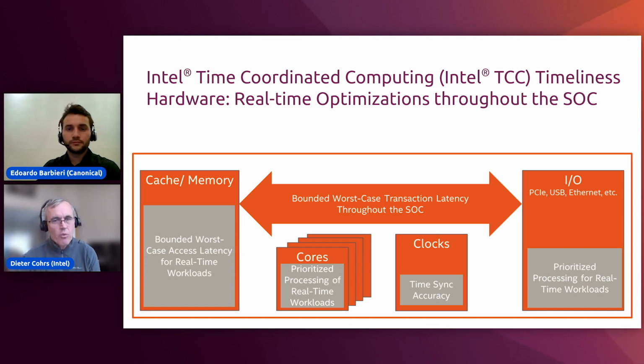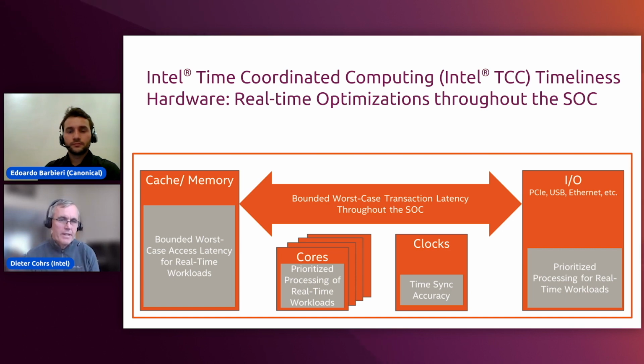Making sure that on every core where we process the real-time workloads, we really have the priority for processing the real-time workload on the core where it's running. From a clocks point of view, an SoC has many different clocks throughout the SoC, making sure that they are all synchronized, right? So making sure that they're working on the same time. And then from an I/O point of view, of really going out and helping the connection to the network, for example, that's another element where we have optimizations.